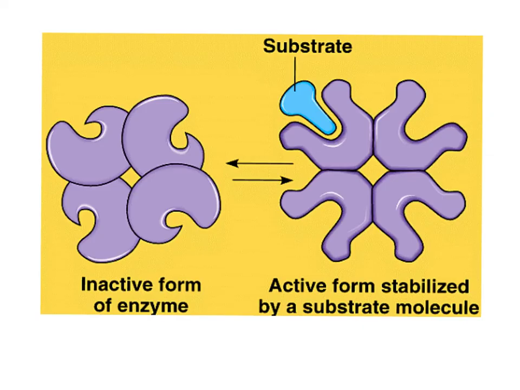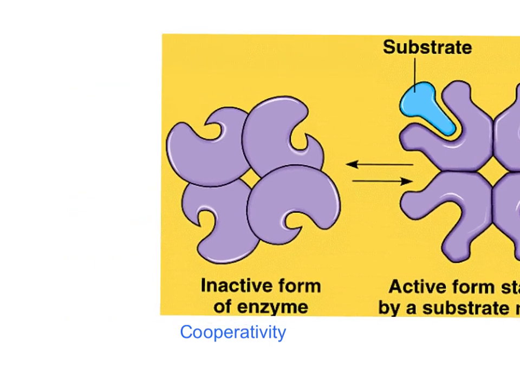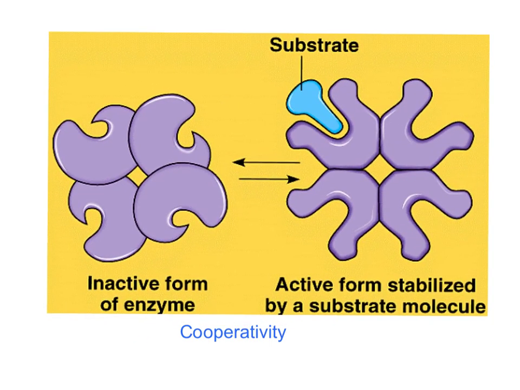So the last thing we need to talk about is cooperativity. Let me spell that one out for you guys. Cooperativity is always a good thing. Again, this is similar to allosteric regulation. I've got enzymes with two or more subunits, two or more polypeptide chains, and they each have their own active site. And here's my inactive form over on this side.